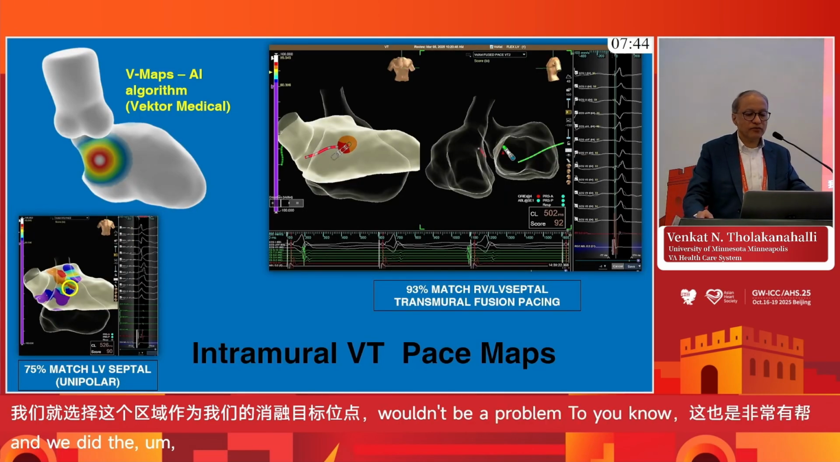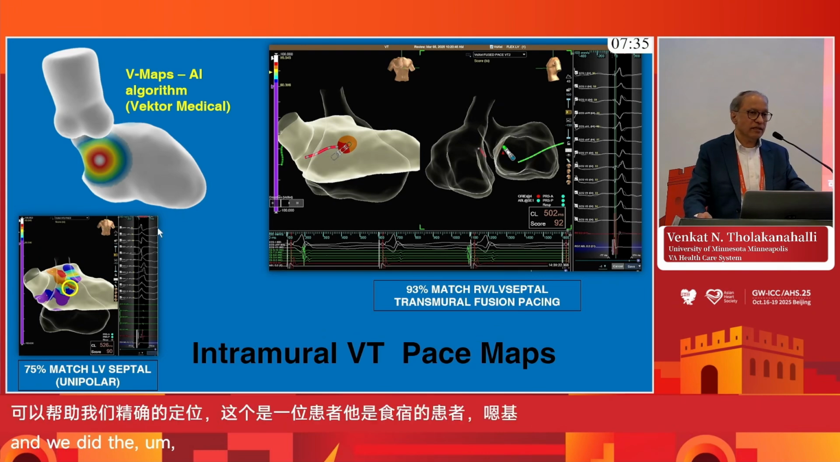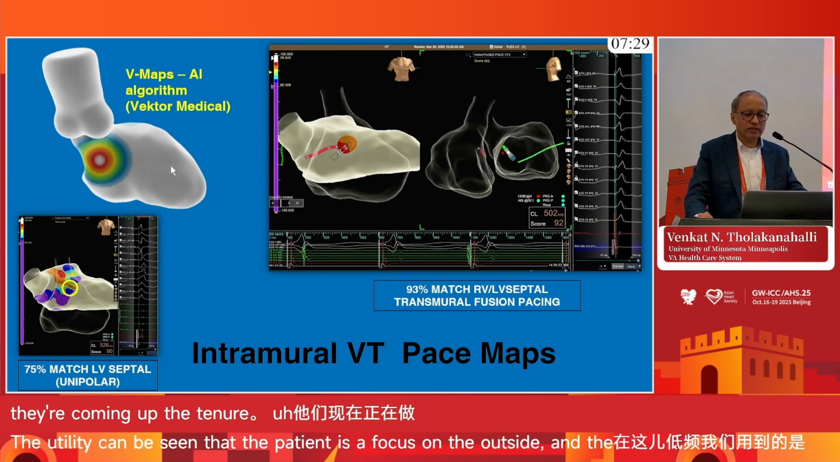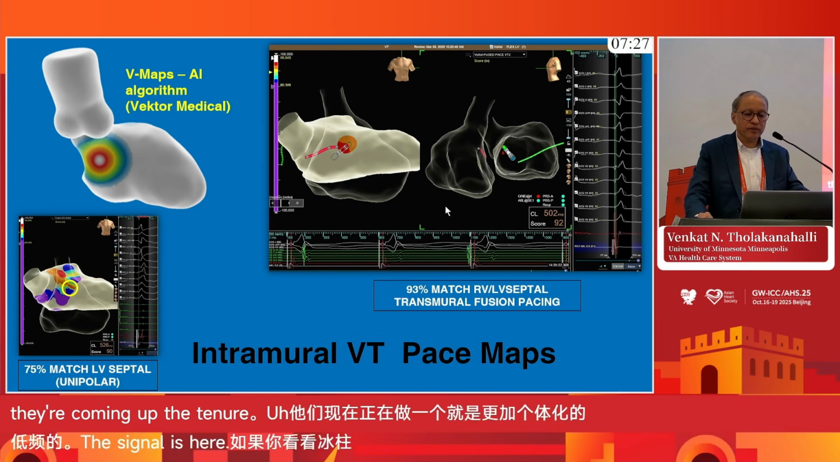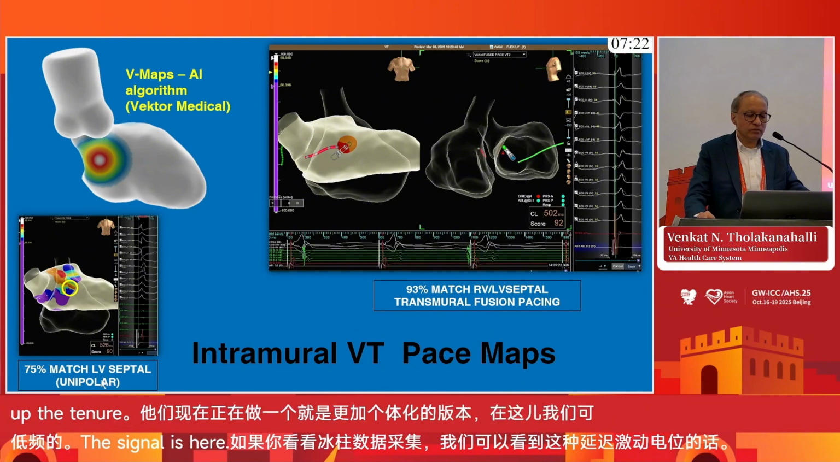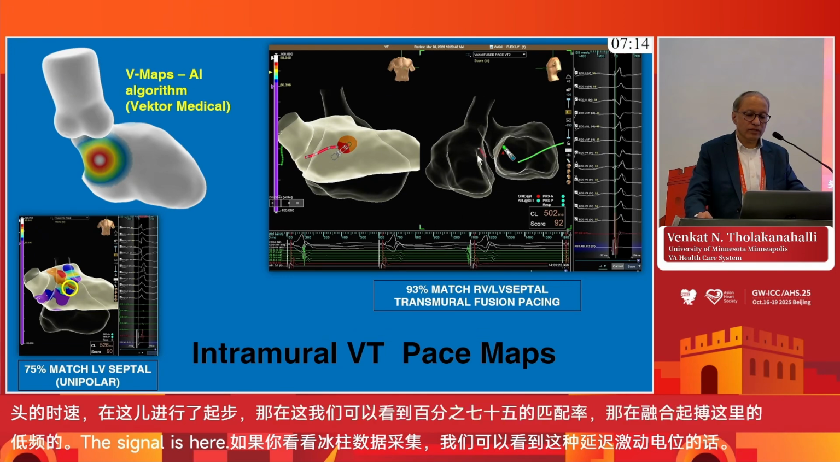This is an example of a patient with ventricular tachycardia, and this is a little bit off scale in the vector map, mainly because this is a generic CT. They're coming up with a newer patient-specific CT. So in this case, it was showing evidence of a septal ventricular tachycardia, and this was the transmural fusion pacing. The individual pacing was only a 75% match, but when you actually do fusion pacing on either side of the septum, it is 93% in this case, and that's where it was targeted.